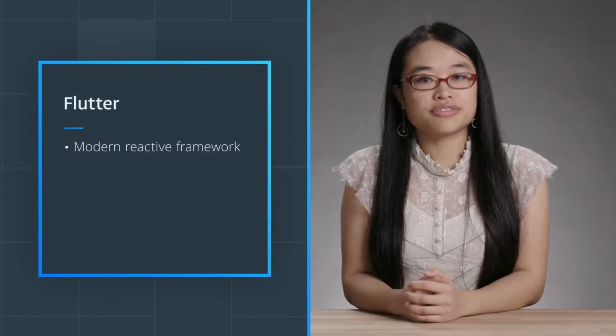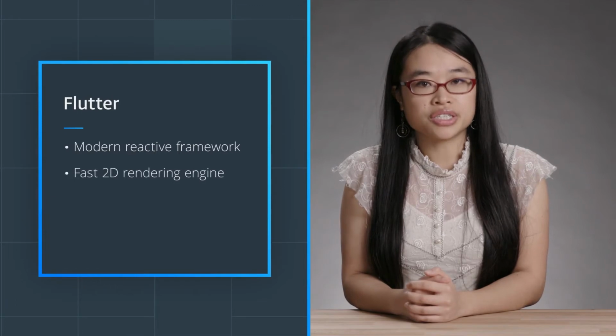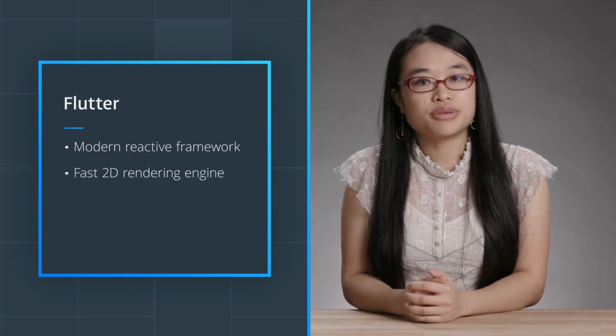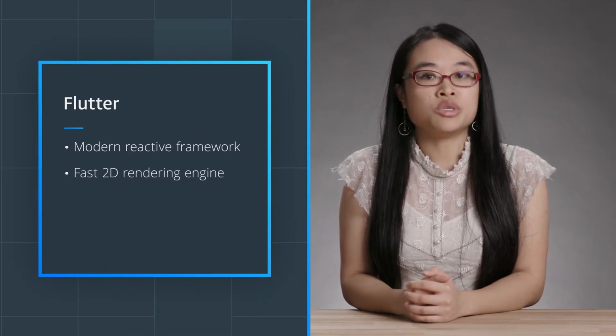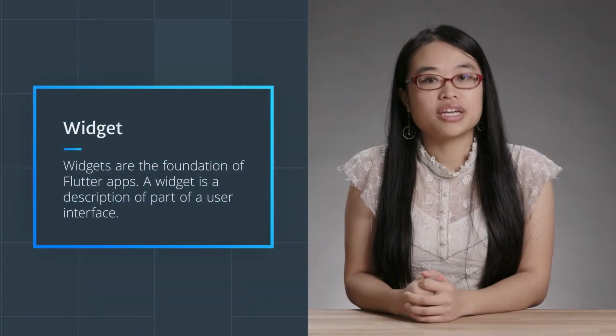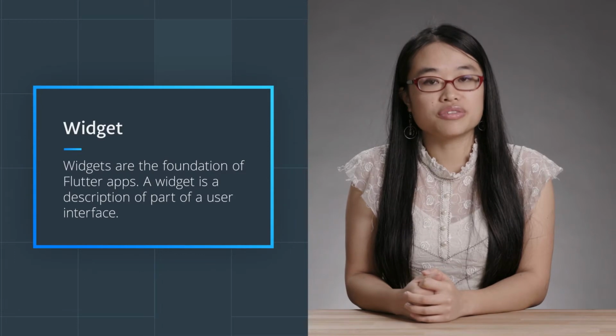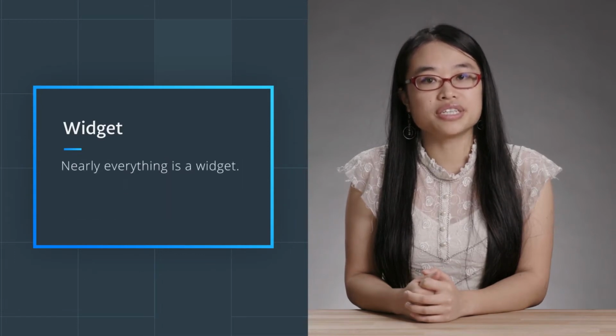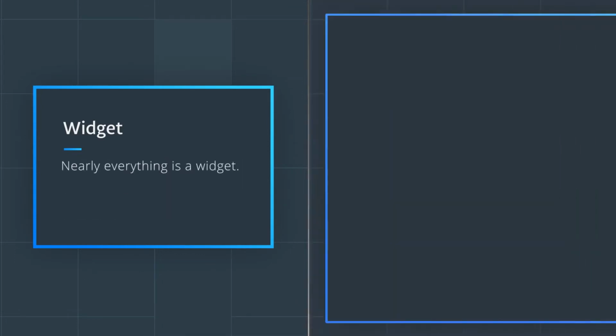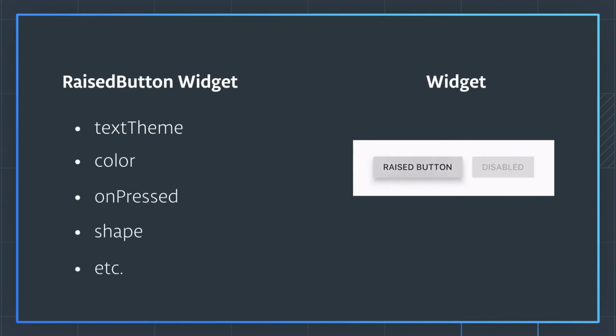As we mentioned earlier, Flutter includes a modern reactive framework and a 2D rendering engine. With Flutter's reactive framework, a view is built as an immutable tree of widgets. Widgets are the foundation of Flutter apps. A widget is a description of part of a user interface, and nearly everything is a widget, written in Dart. There are no separate files for layout, customization, or text alignment. All the code for your widget is defined in one Flutter widget.